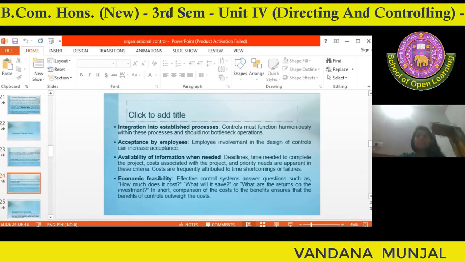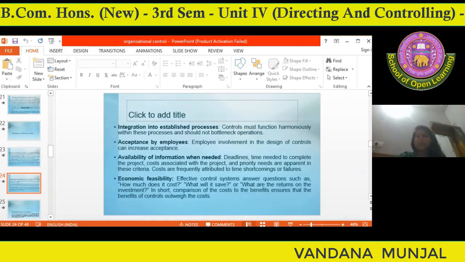Okay, next is availability of information when needed. Information का होना is the key to exercise of control. Okay, so this is very important that the right information at the right time should be available to the employees.